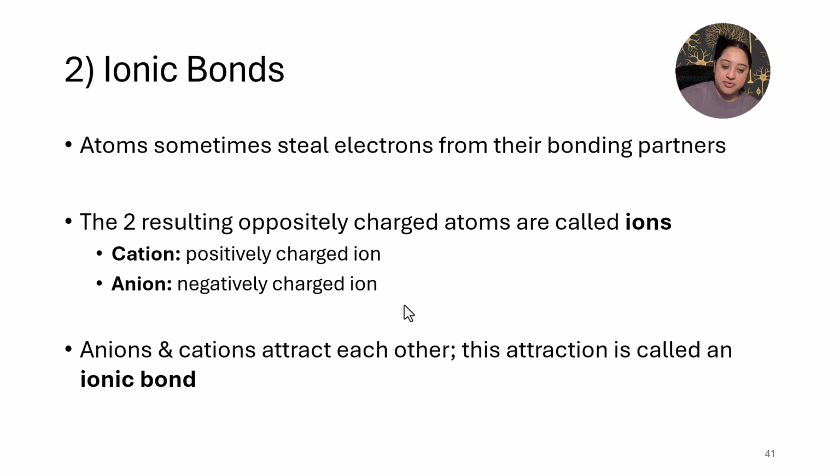You can kind of remember it by cation: cats are cute, and so it's positive, right? One student said positive. And then anion, onions make you cry, right? And so it's negative. So anions are negatively charged. Whatever you have to do to remember stuff. Anions and cations attract each other, and this attraction is called an ionic bond. They kind of just want to hang out together.